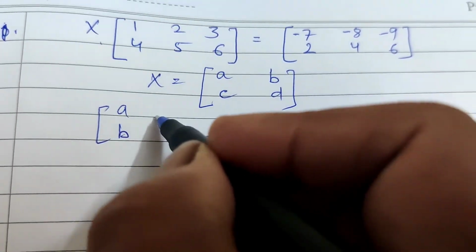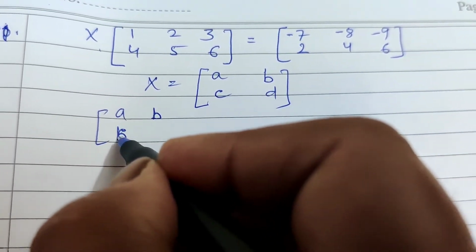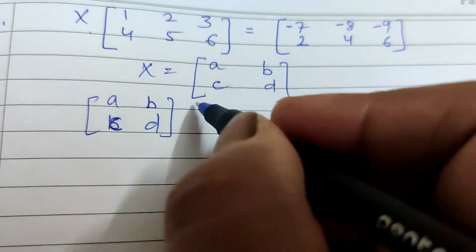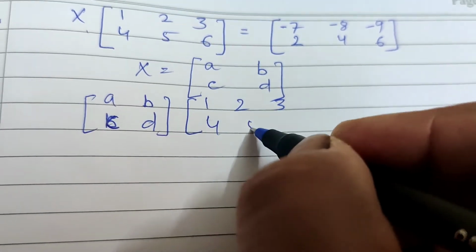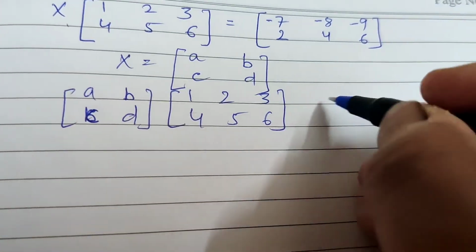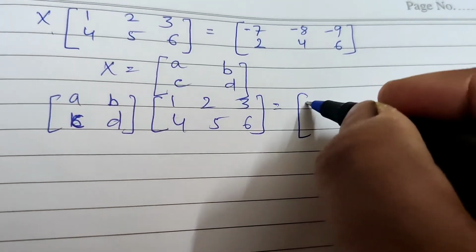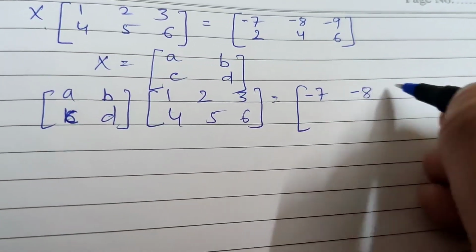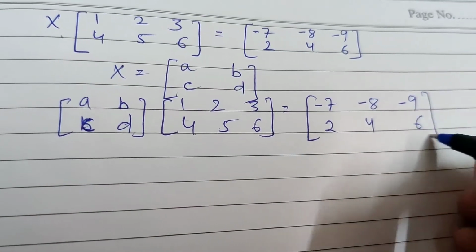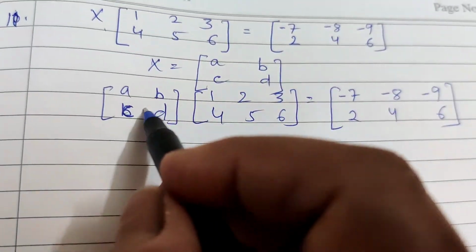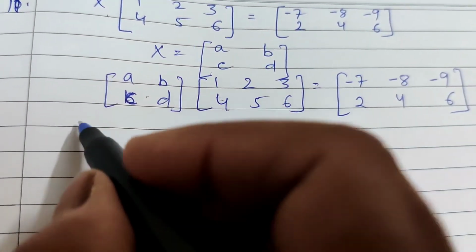X equals [A, B; C, D], multiplied by [1, 2, 3; 4, 5, 6], gives [-7, -8, -9; 2, 4, 6]. Okay. Now multiply these two and equate.